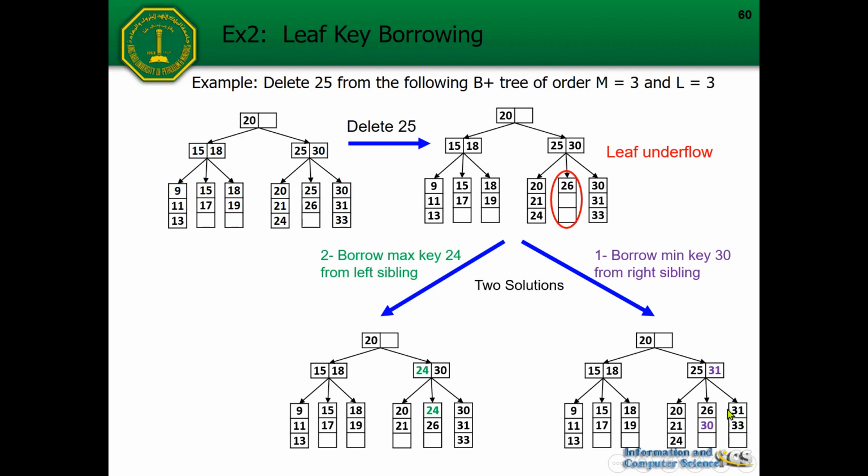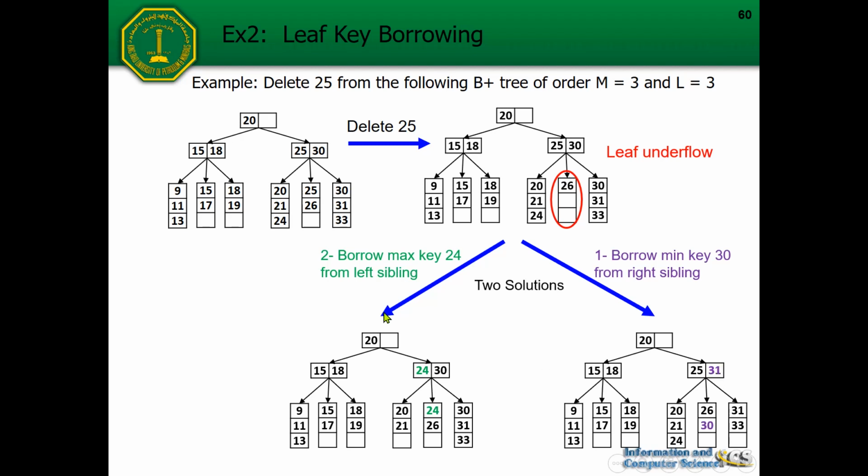Then as the last step, we need to update the keys in the parents. You can see that this is the key that is being shared by the node with the underflow and the right sibling. Because we are borrowing 30 from the right sibling, it means that 31 becomes the minimum value for this right sibling. So we need to update the key in the parent to become the minimum number in the right sibling. So this should become 31.